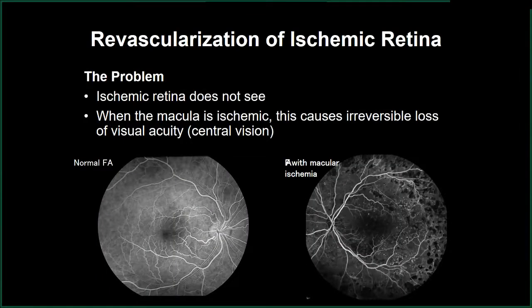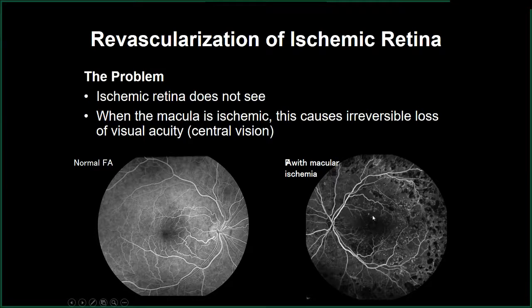Revascularization of the ischemic retina. Ischemic retina doesn't see, and it pumps out VEGF. It's a double hit. Here's a normal fluorescein angiogram. This sort of blush of this hue of color that you're seeing, of lighter color, is perfusion.